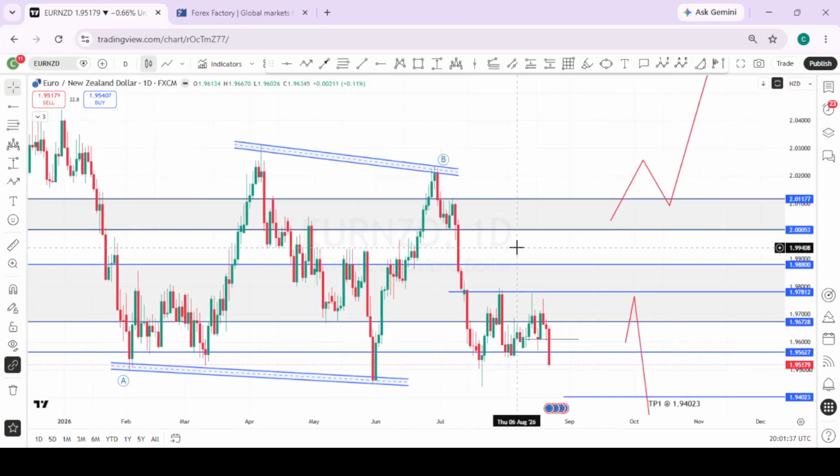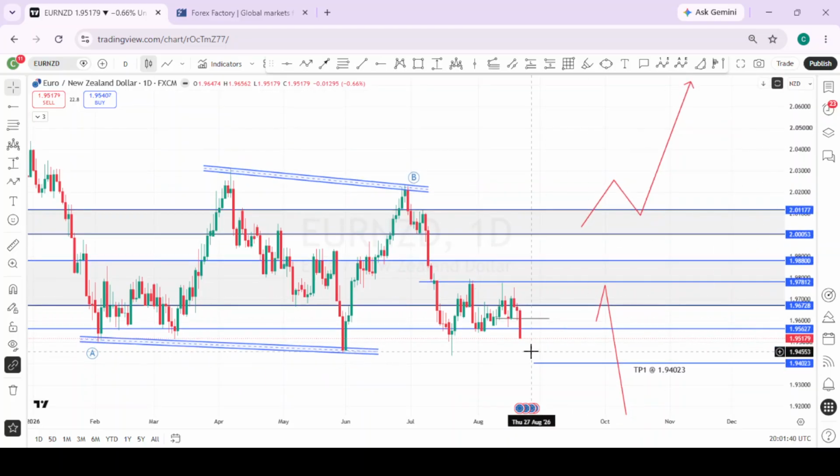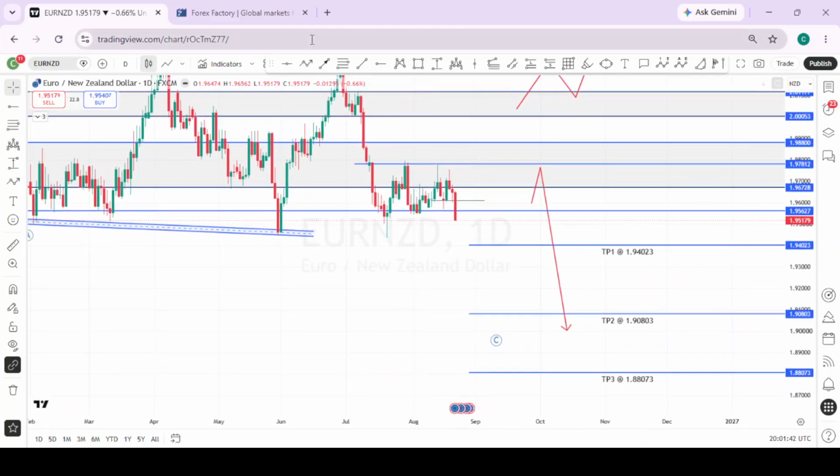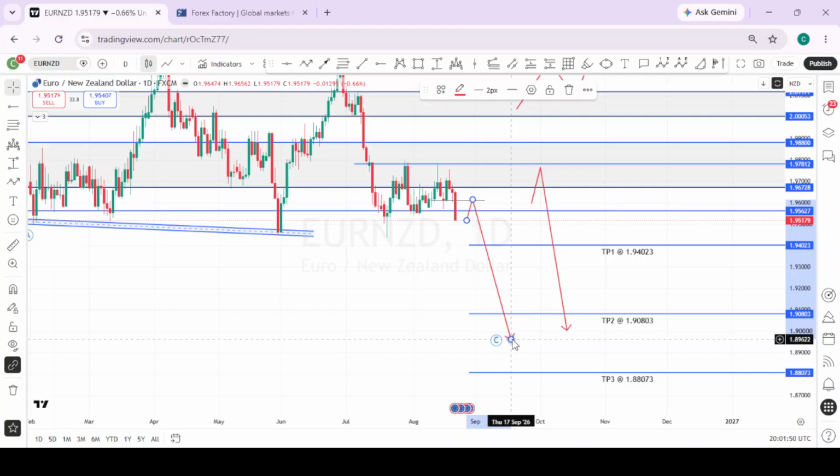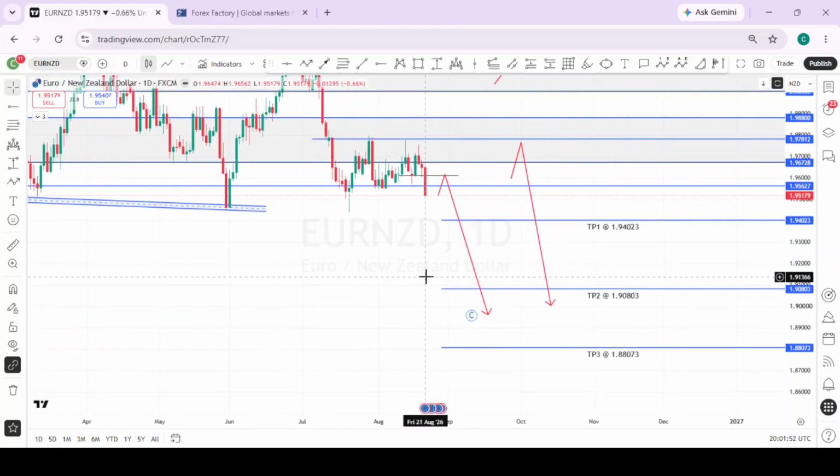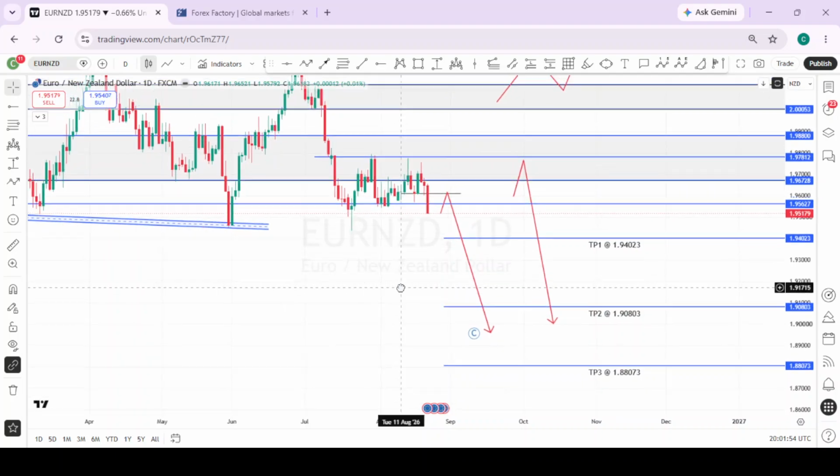So going into next week, what we'll be looking out for is a retest of this weekly structural point. So we will be looking forward to a retest of this weekly structural point, or should price come and retest this daily structural point here, we'll look for selling opportunities to the downside to the various TPs we have below for Euro NZD. So we are very bearish.